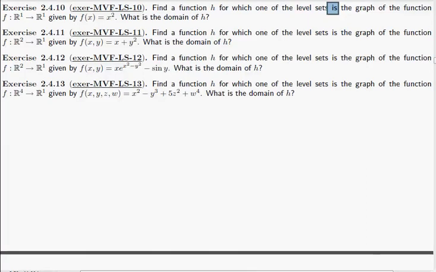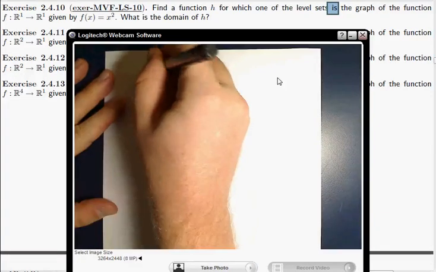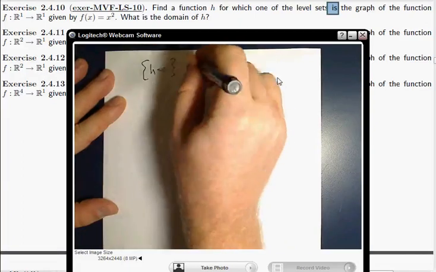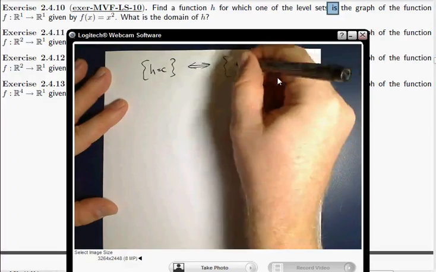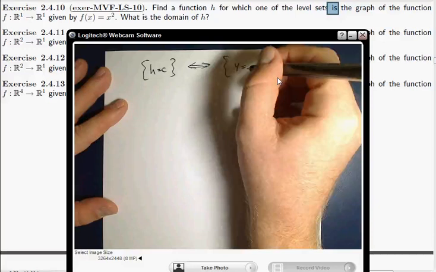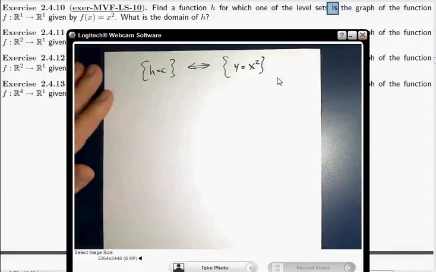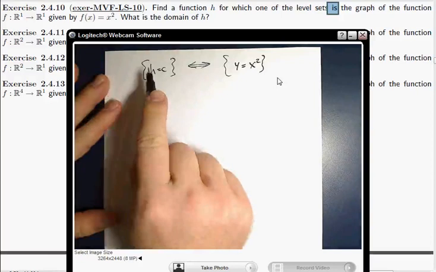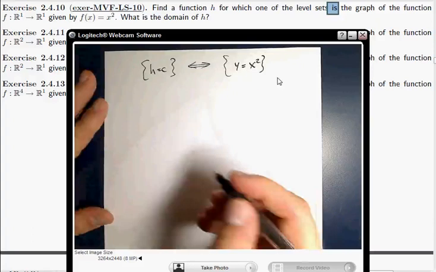So let me go back to the thing here. Let's write down, so I want the equation h equals c to be equivalent to the equation y equals f of x, which is x squared. So, and now you've got to just, how do you do this? I mean, what function could I possibly set equal to a constant and have the resulting equation be equivalent to this? Well, there's lots of different ways to do it.